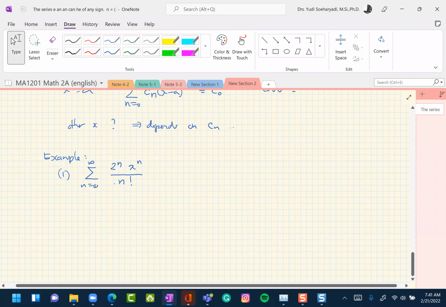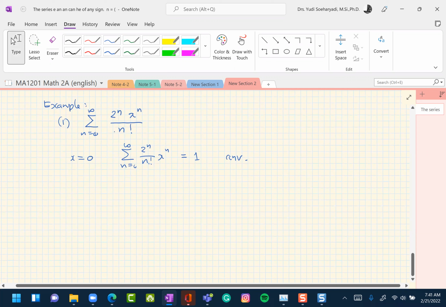So that pretty much depends on x. For x equals zero, for example, everything except the zeroth power is zero, and the power zero is just one. So this converges. And what about x equals one, for example? If x equals one, what we have is this, where x to the n is always one.